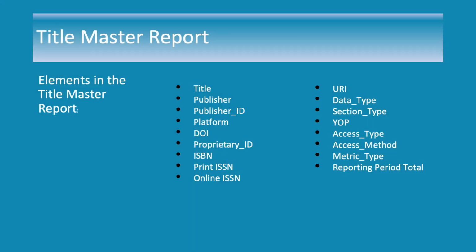TRs are highly detailed and therefore quite lengthy. As well as the core information from the Platform Master Report, TR shows title name and identifiers, publisher details, access type, section type, and the year of publication, for a total of 17 elements in separate columns, plus monthly breakdowns.